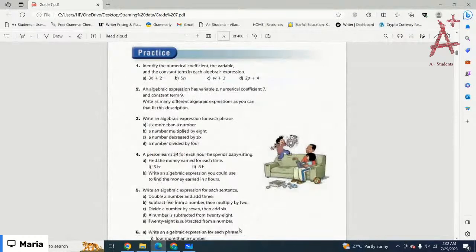Okay, identify the numerical coefficients, the variable and the constant term in each algebraic expression. So we're going with the algebraic expressions. We have to find the numerical coefficient, the variable and the constant term in each algebraic expression. So let's just start with question number 1. 3x plus 2.